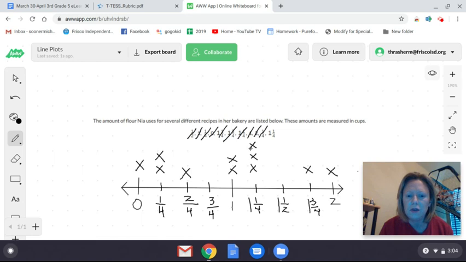So now that you know how to create a line plot, you'll be able to answer questions and interpret what the data means. Some of the time you'll be adding fractions. Make sure you always find a common denominator. And make sure you read the questions very carefully as you're solving those questions.